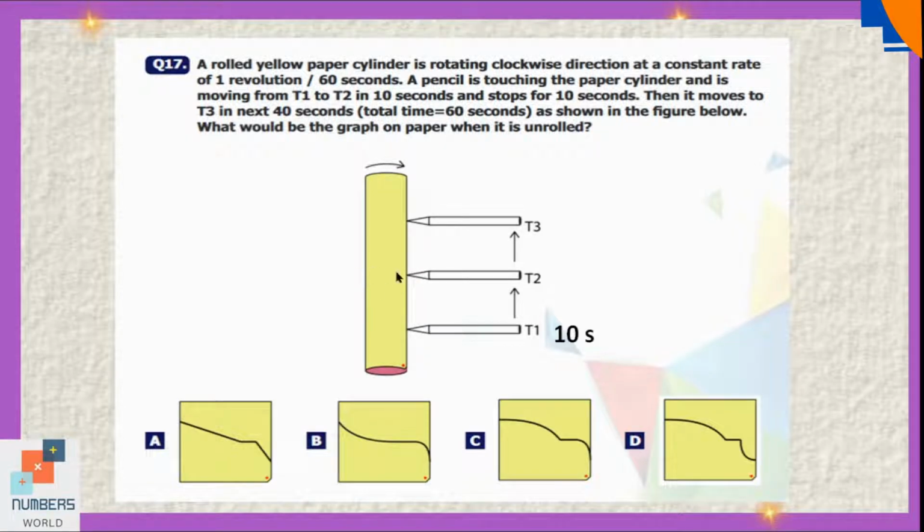So the cylinder is still rotating, so it is going to draw a horizontal line here for 10 seconds. Now it moves from point T2 to T3 in 40 seconds. So the pencil is going to draw a slant but steep line from point T2 to T3 for 40 seconds. So option A is the clear representation of the drawing. So A is the correct one.